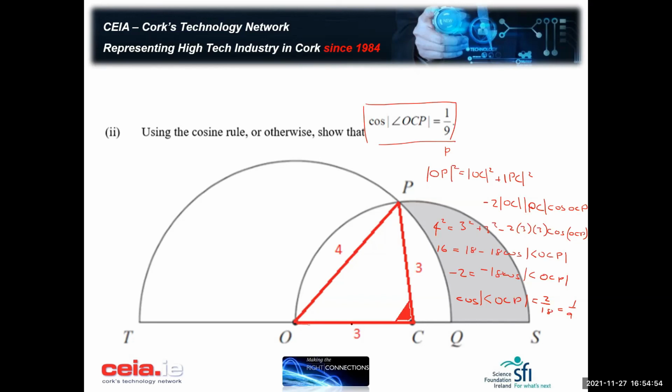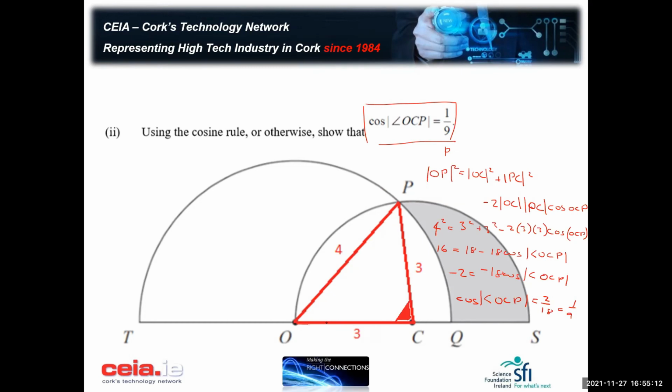It's very useful in this question to draw it out. In the original question, you weren't given any triangle. You have to draw it out, and then see if you can apply some rule. And we were able to apply the cosine rule. So the cosine of the measure of angle OCP is 1/9.